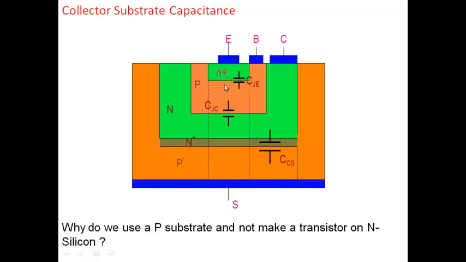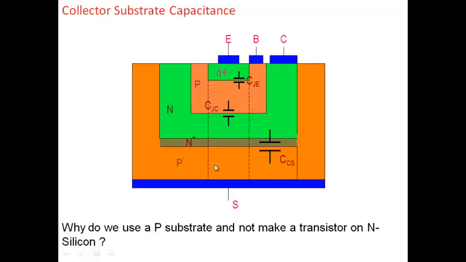So this is the N plus emitter, this is the base part, this is the collector, and this is the substrate. We can see here this is the junction capacitance CJE. This is the base-collector junction capacitance, CJC. We see one more junction here, between the collector and the substrate. We see this junction between this collector and this substrate.